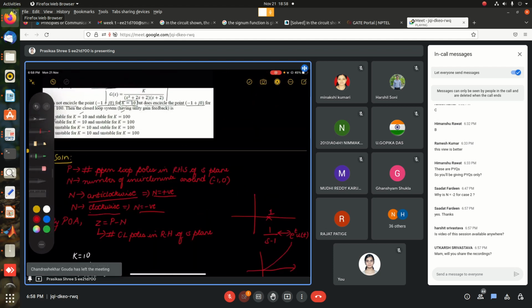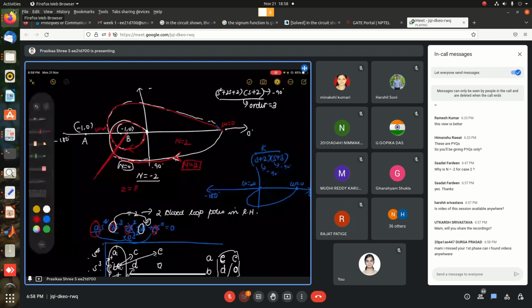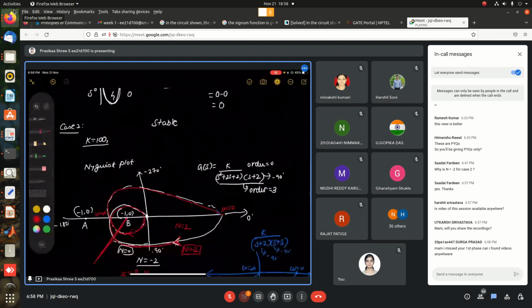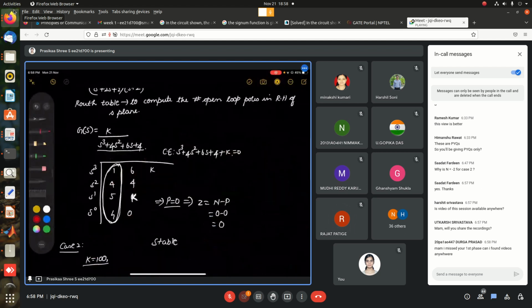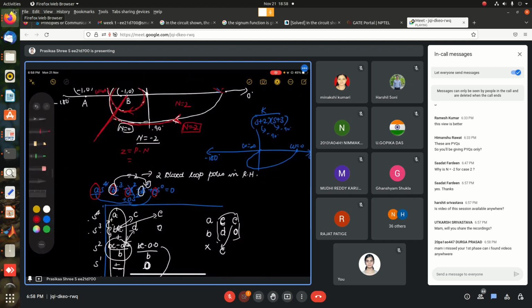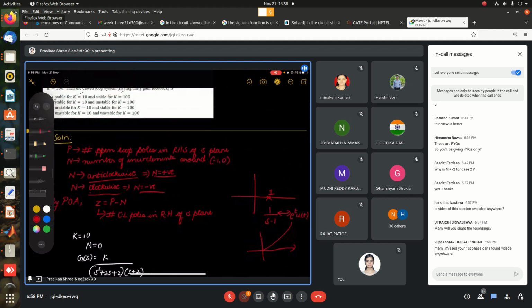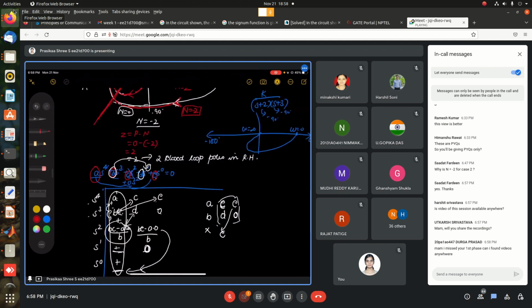So here, by the principle of argument, z is equal to p minus n. P is the number of open loop poles. We know that p is equal to 0 from before, from formulating the Routh array and all. And just now we saw n is equal to minus 2. So z should be equal to 2. What is z? Z is the number of closed loop poles in the right half of the S-plane. So two closed loop poles are in the right half of the S-plane.